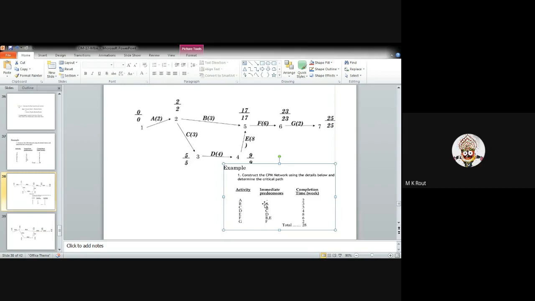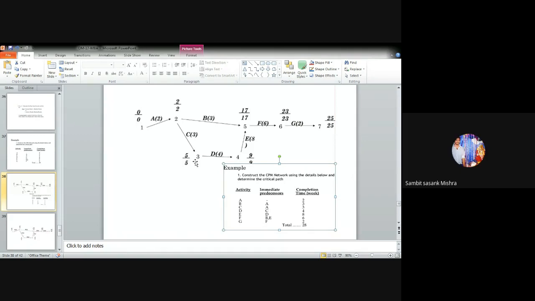Previous one, 2/2. 2/2 represents the immediate predecessor activity of A. A's completion time is given as 2. That's why I write 2/2. Is it clear? Okay. In case of B, the completion time is given 3. In case of C, it is given 3. The third node is represented as 2 + 3, that is 5/5. Is it clear? Sir, the denominator will be the same as the numerator.